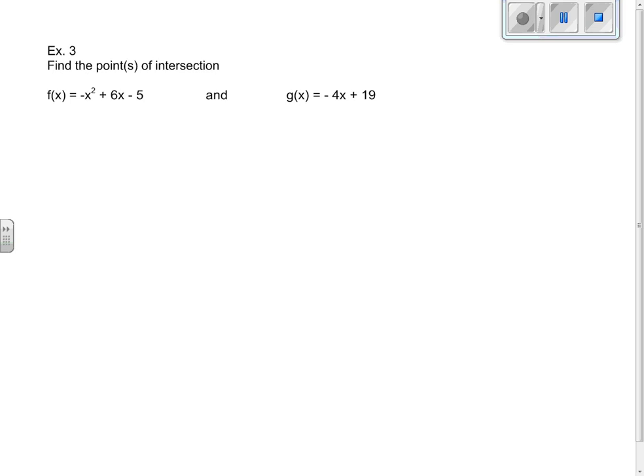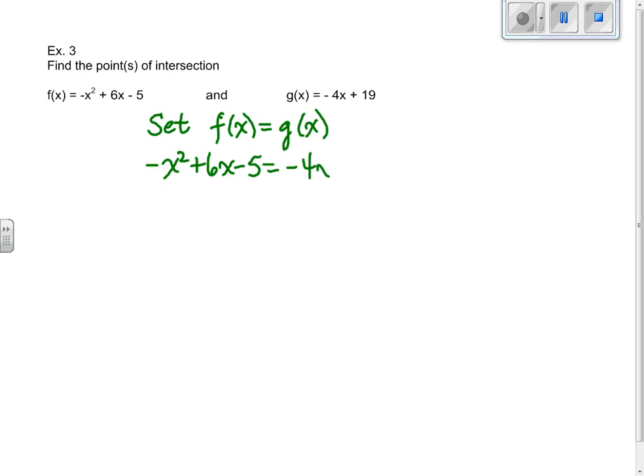These points of intersection might be a little trickier to graph and see. We're going to do it by setting one equal to the other. Minus x squared plus 6x minus 5 equals minus 4x plus 19. To solve for x, I want to isolate everything on one side equals 0. And we know then we would use the quadratic formula, factor, or complete the square. I am going to put everything on the right side equals 0. Totally up to you which side you go for.